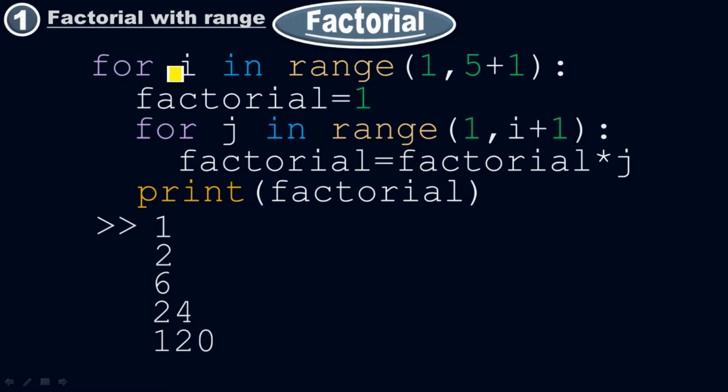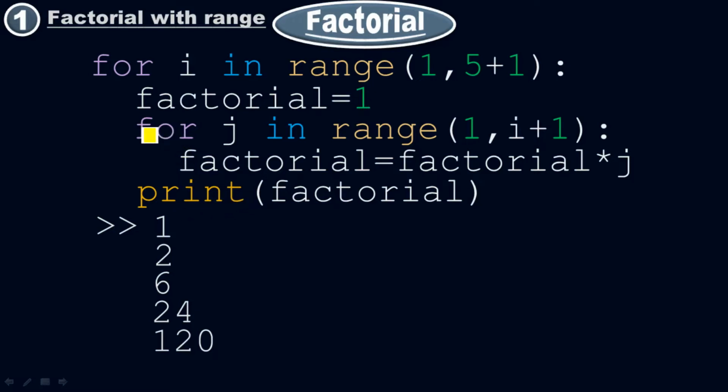This is the for loop for the outer, this is the outermost for loop, and this is the inner for loop. For the outer for loop, we have for i in the range of 1, 5 plus 1. Make sure the range is from 1 up to 5. The initial point is 1 and the ending point is 5. It has been incremented by 1. Initially, factorial equals 1. The initial stage of the factorial is 1 here.